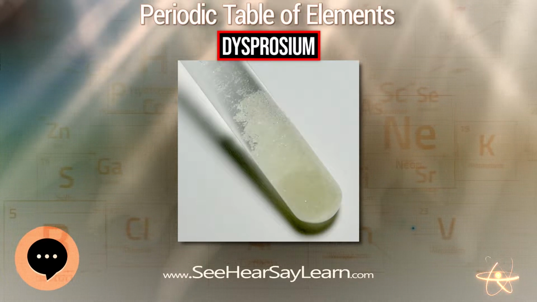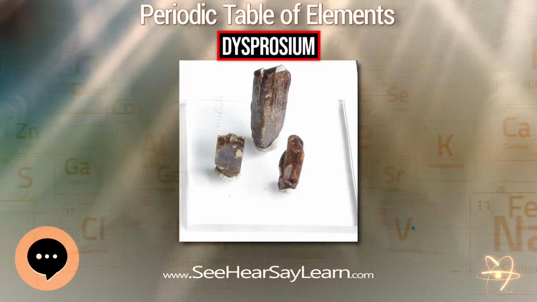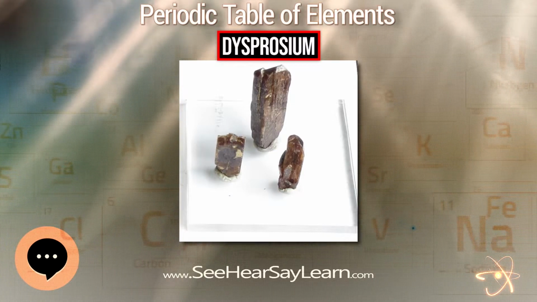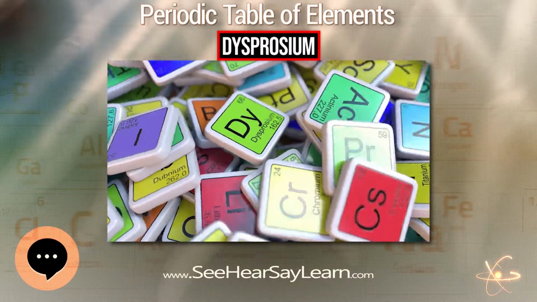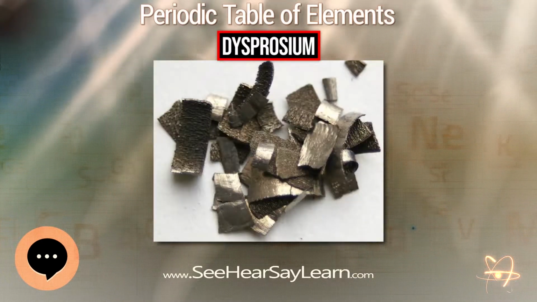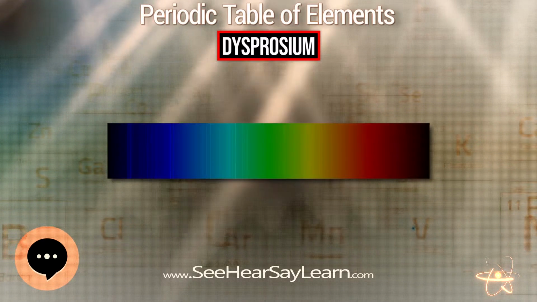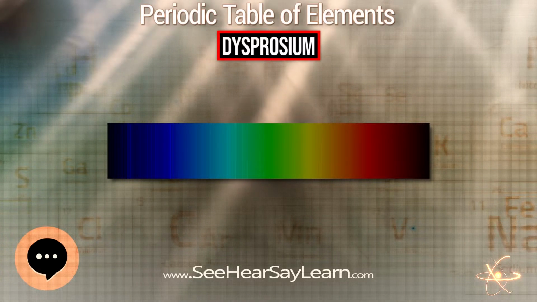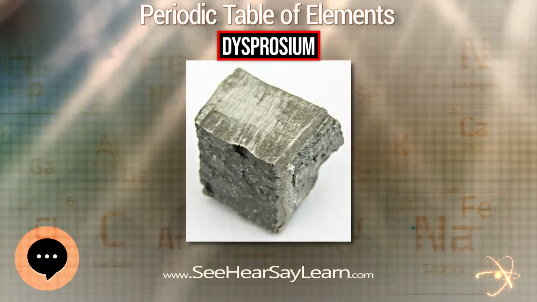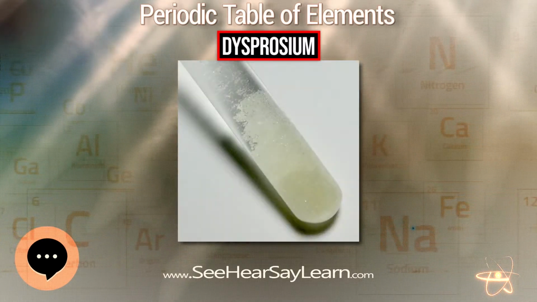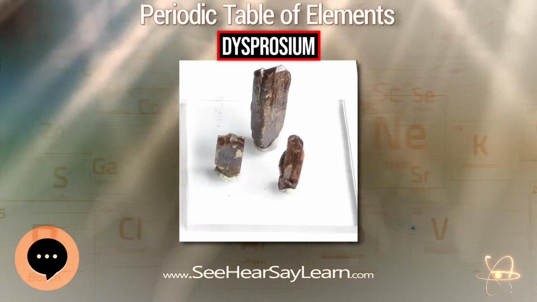Naturally occurring dysprosium is composed of 7 isotopes: 156Dy, 158Dy, 160Dy, 161Dy, 162Dy, 163Dy, and 164Dy. These are all considered stable, although 156Dy decays by alpha decay with a half-life of over 1 × 10^18 years. Of the naturally occurring isotopes, 164Dy is the most abundant at 28%, followed by 162Dy at 26%. The least abundant is 156Dy at 0.06%.